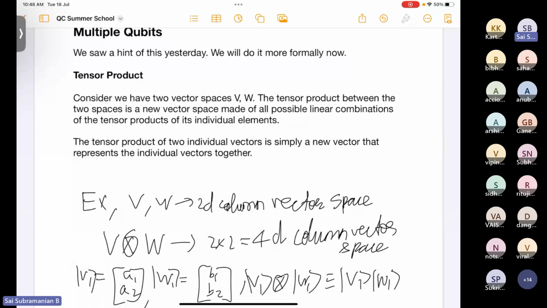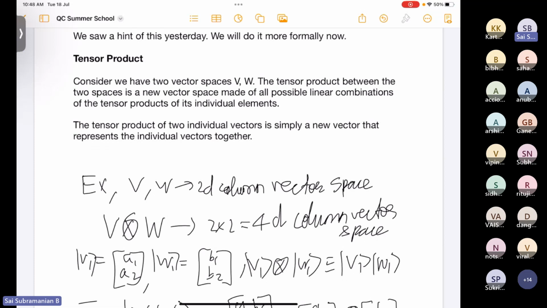It is more a means to an end for us, but we will define this in general, and I will tell you just what happens in a 2 by 2 column vector space, which is the qubits we're dealing with. So in case you're not comfortable with the general definitions, just stick to the example, and that will be enough to understand this session.